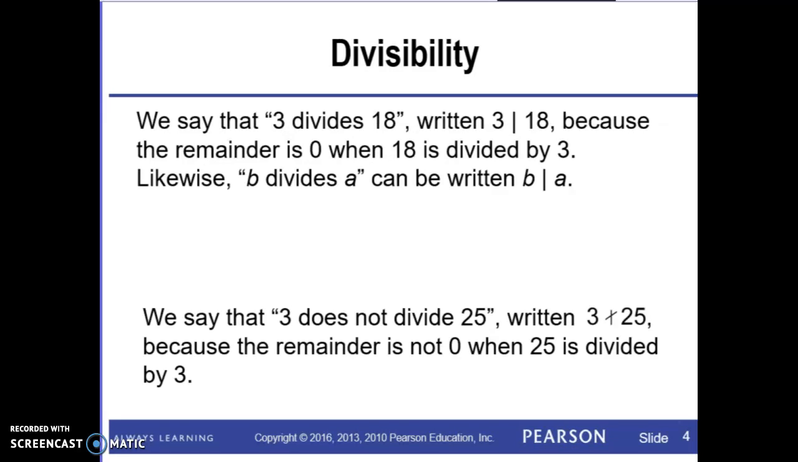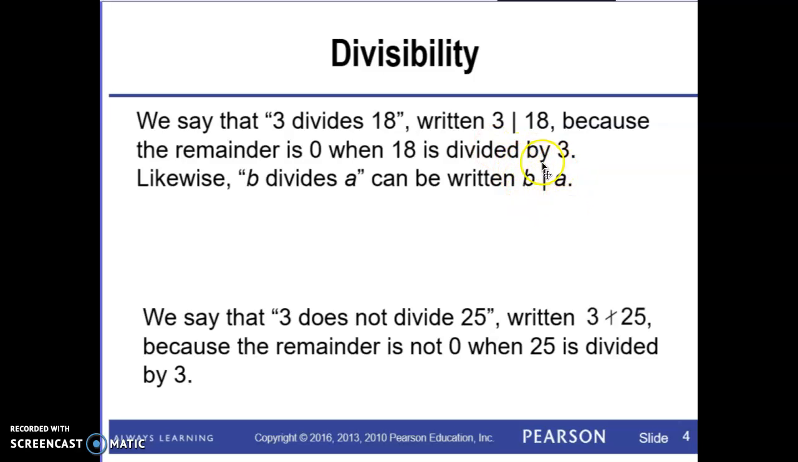Okay, let's talk about some more things with divisibility. So this is a notation idea. We say that 3 divides 18, and we write it like this. That sort of looks like an absolute value bar in the middle, but this is 3 divides 18. And we say that that is true if the remainder is 0. So 3 divides 18 because the remainder is 0 when 18 is divided by 3.